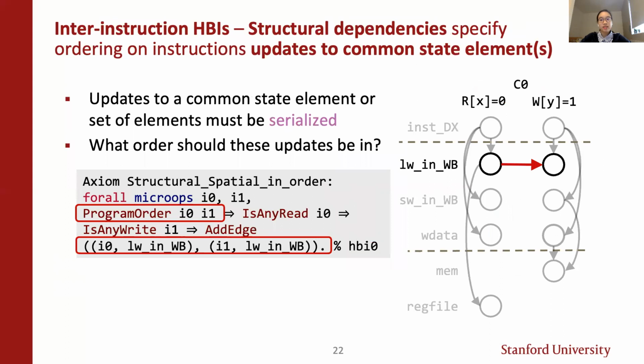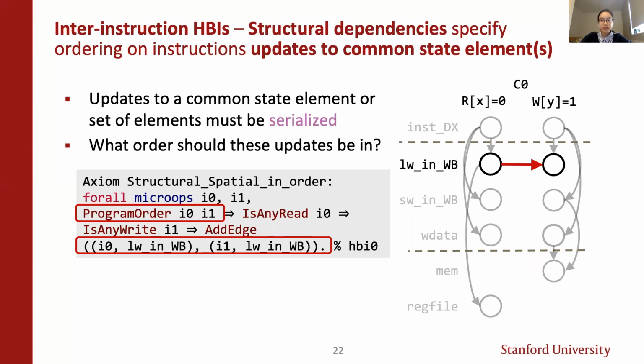Inter-instruction HBI, on the other hand, specify ordering rules governing instruction interaction during their executions. There are several types based on the reason for interaction. First is structural dependency, which specifies ordering rules on state updates to common state elements that must be serialized. On the right, say two instructions on the same core both update the LW write-back register during their execution. Since there is only one LW write-back register, these two updates should be serialized and the order should be described.